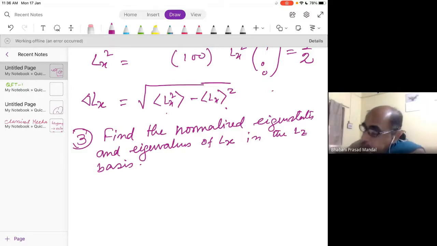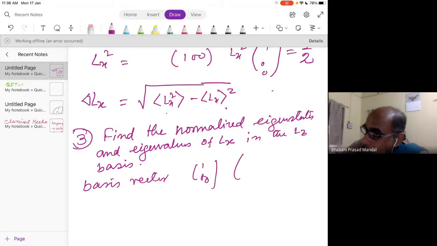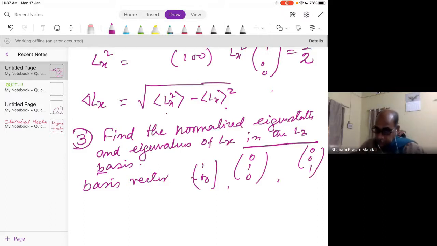Lz basis means your basis vectors are 1, 0, 0; 0, 1, 0; and 0, 0, 1. These are the Lz eigenvectors. So Lz basis means your eigenvectors are these. And then you have to find the eigenvalues of Lx in the Lz basis.